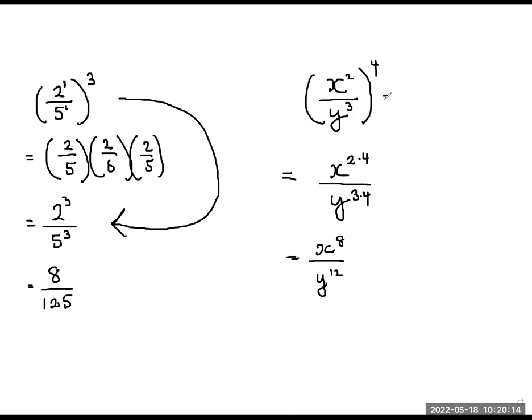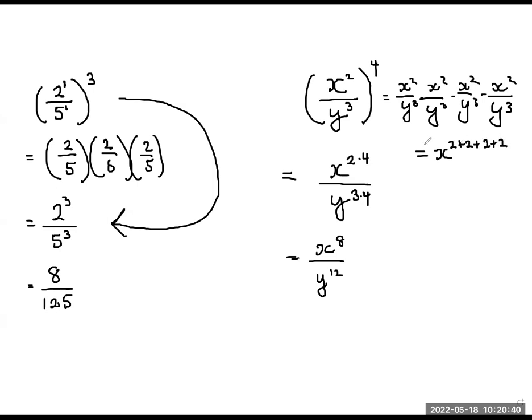And again, if you want an explanation of why that shortcut works, x to the power of 2, y to the power of 3, x to the power of 2, y to the power of 3, and so on. How many x to the power of 2s am I multiplying? 4 of them. So using exponent laws, this is actually 2 plus 2 plus 2 plus 2, which is the same as 2 times 4. And over, it's y to the power of 3 plus 3 plus 3 plus 3, which is the same as 3 times 4. That's why the shortcut works.